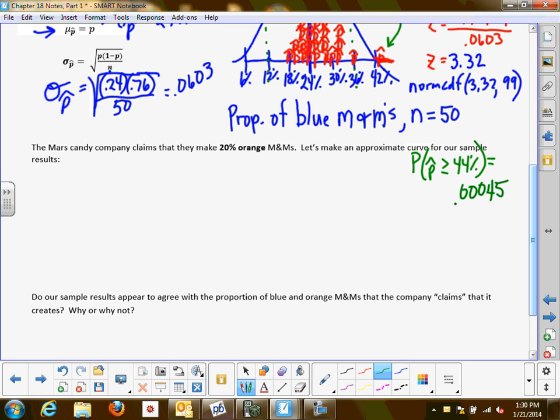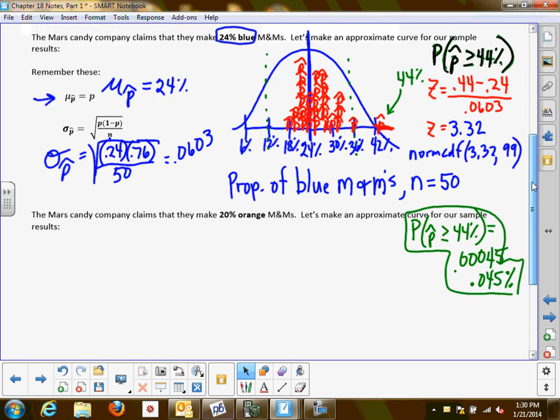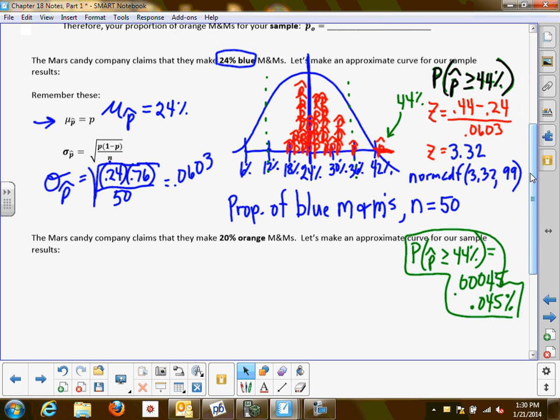0.00045. So 0.045% chance that we would have gotten 44% blue or more. Now, the most important thing is what your brain can infer from this. And here it is. Ready? Here's the ultimate summary of everything in this chapter and then leads us into the whole entire semester.